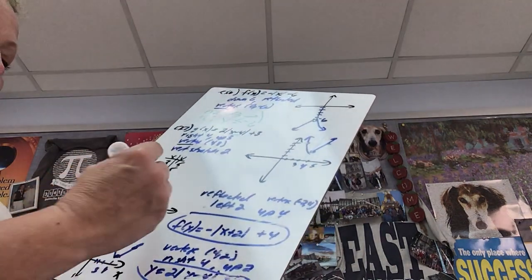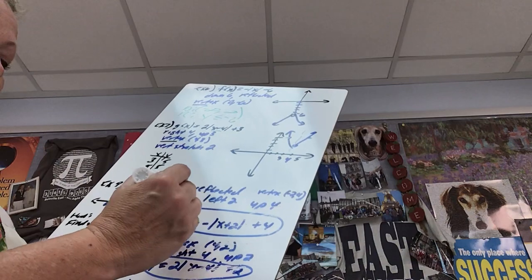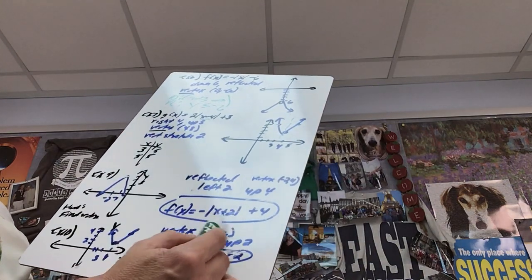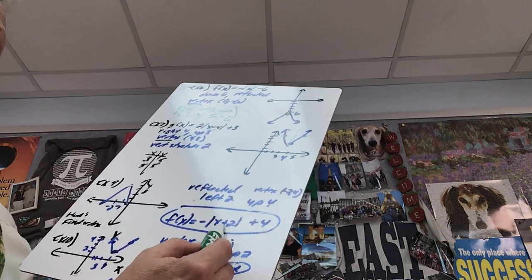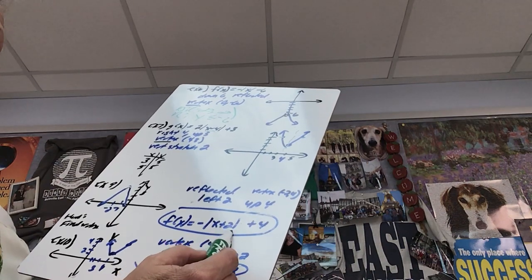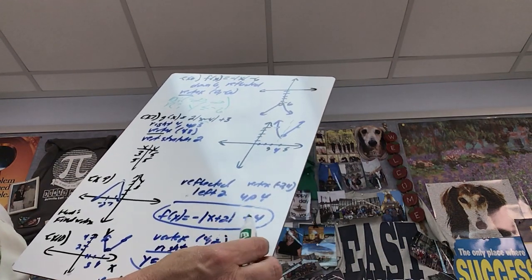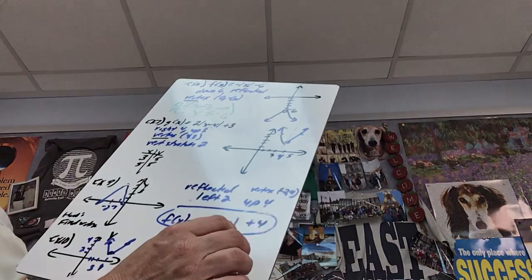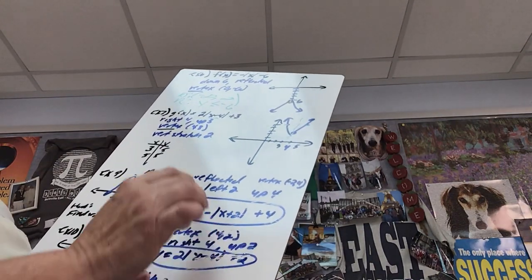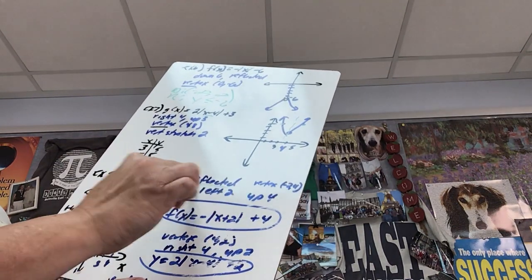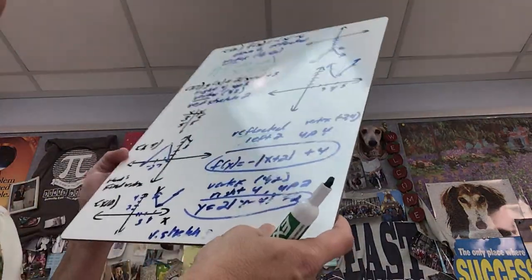So if I were starting this out, what I would have done is, I know my left 2 has to be inside with my x of the absolute value, so that's an x plus 2. Up 4 means I added 4 on the outside of the absolute value. And what does reflected mean? That I put a negative on the outside. Reflected, think of that meaning opposite.